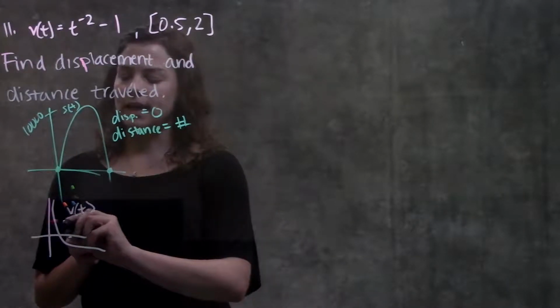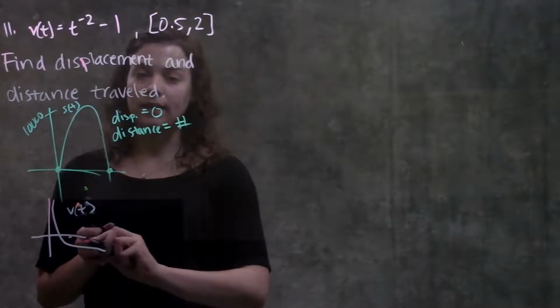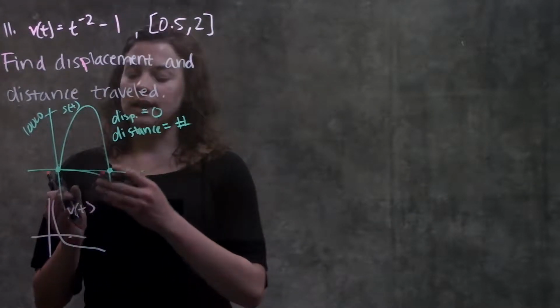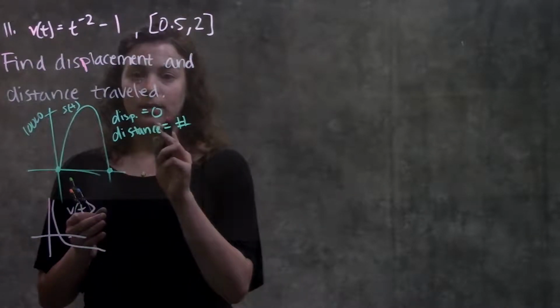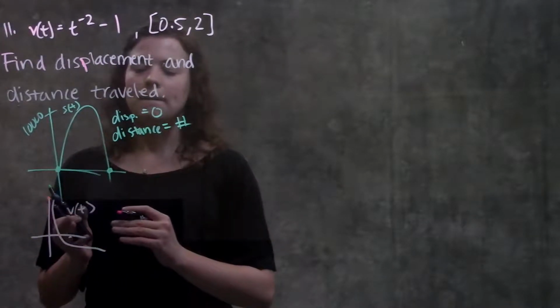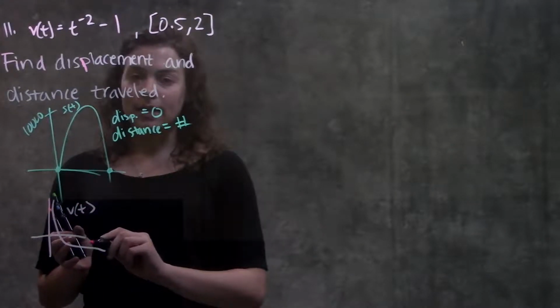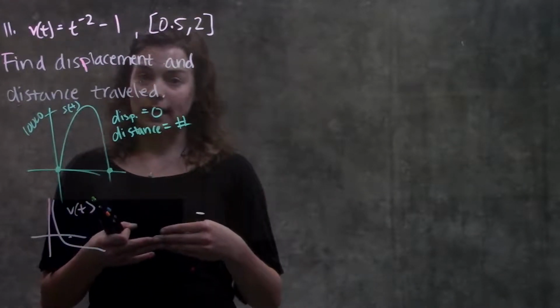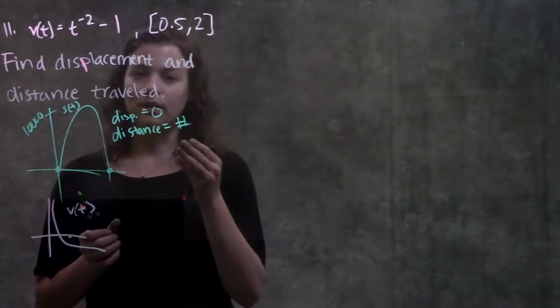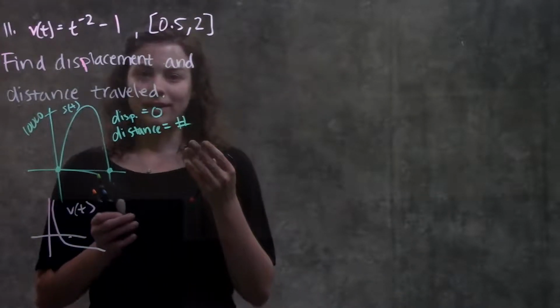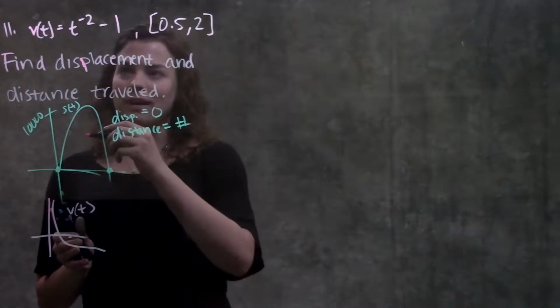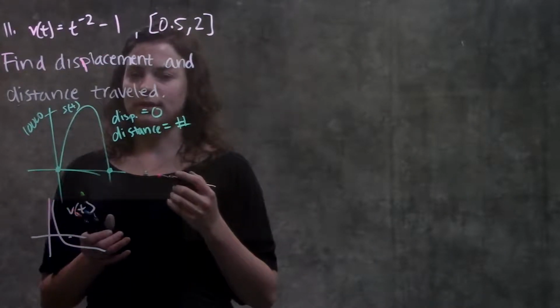Because right now, if we were to take this positive area plus this negative area, we would just get 0 because our displacement is 0. That's what displacement gives us. But our distance traveled, we want to take this positive area and this negative area and add the magnitudes together so that we get an actual number of what our distance is. Okay, so let's apply this to this problem and hopefully it'll make more sense.